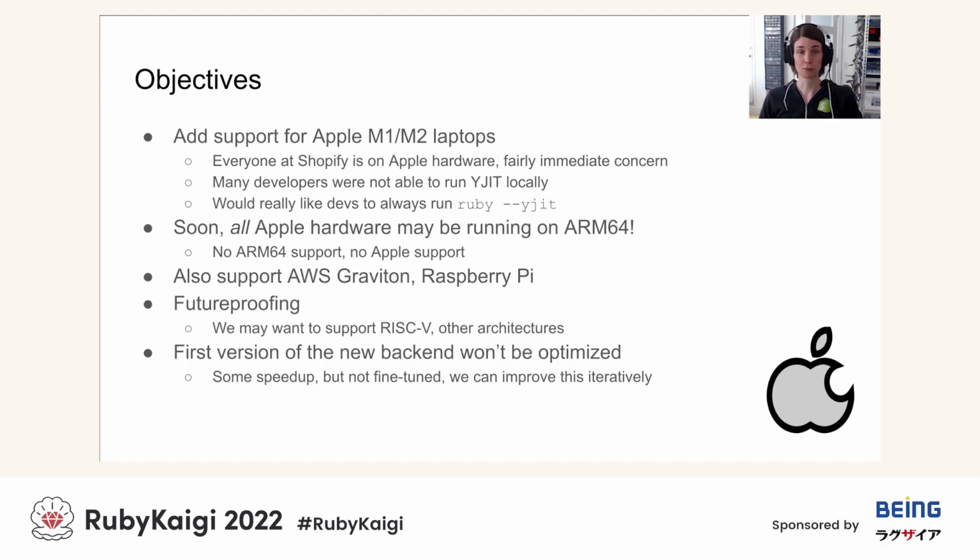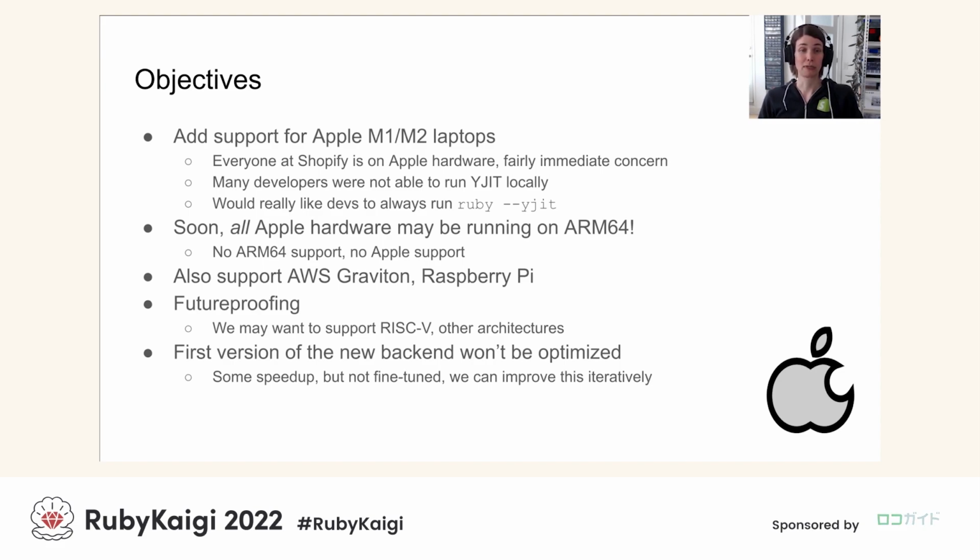One of the main objectives with the new backend was to bring forward ARM64 support. In particular, we were interested in having support for Apple M1 and M2 laptops. Basically, everyone in Shopify is running on Apple hardware, and so this was a fairly immediate concern for us, because many developers at Shopify were not able to run YJIT locally.